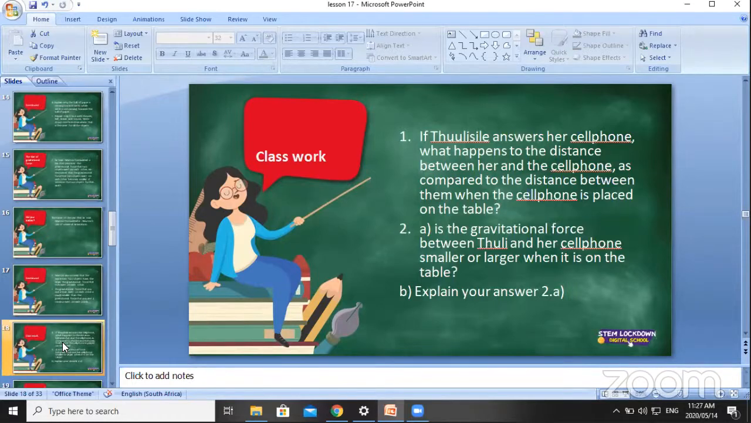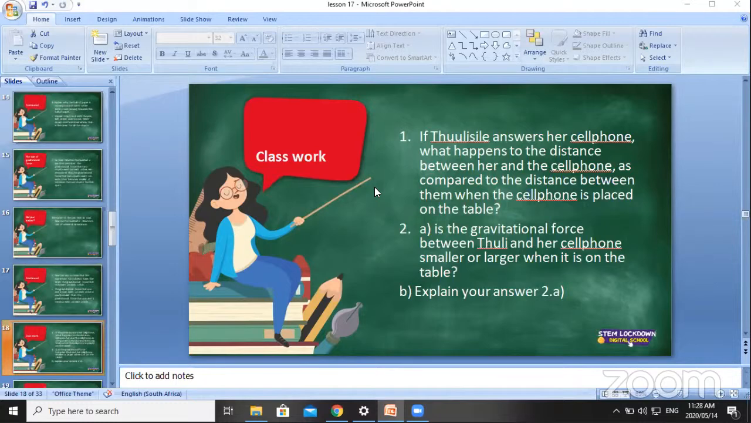So 2A is asking now, is the gravitational force between Tuli and her cell phone smaller or larger when it is on the table? The gravitational force between Tuli and the phone, when the phone is on the table, is obviously weak because of the distance. Remember that Sir Isaac Newton stated that if the objects are further apart, then the gravitational force between them will be weak. But once they are closer, the gravitational force is actually bigger.